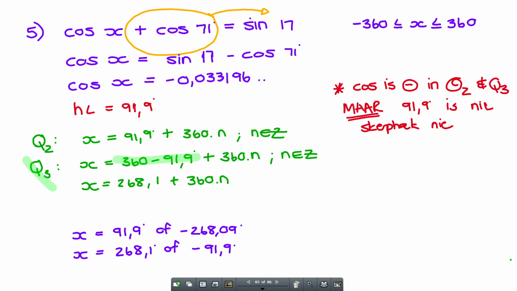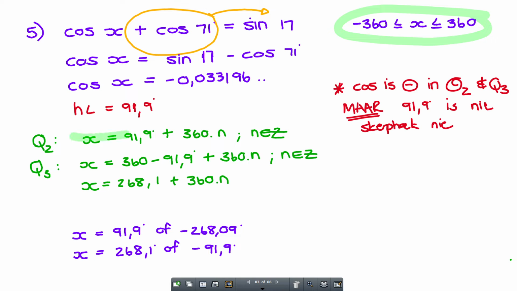So hierin was bietjie confusing. Ek hoop julle verstaan vir hom. Okay, so when I simplify the 360 minus the 91,9, you will see that I end up with 268,1. Nee? Okay, en dan het hulle ook vir my gevra, ek moet gaan kyk, wat sal die hoekies wees within this interval? Dit moet lê tussen minus 360 en positief 360.